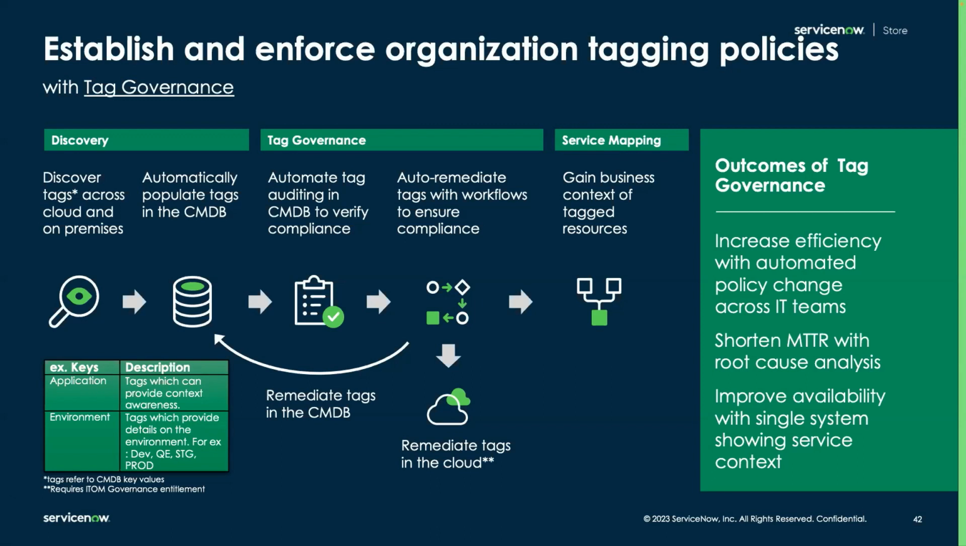That's discovery. That happens automatically, even if you don't have this app. With tag governance, you can set up tag auditing policies to help you verify compliance with those policies. And you can auto remediate tags with workflows, which is essentially adding tags, those keys and values, to your resources. And that happens in the CMDB automatically.